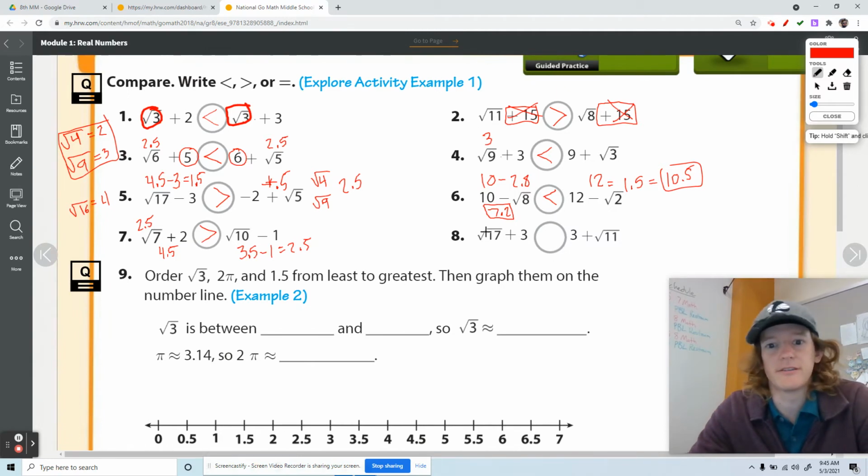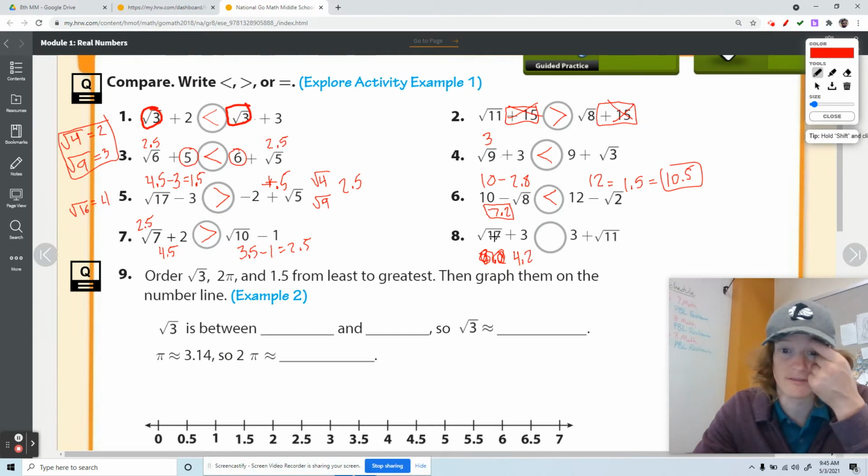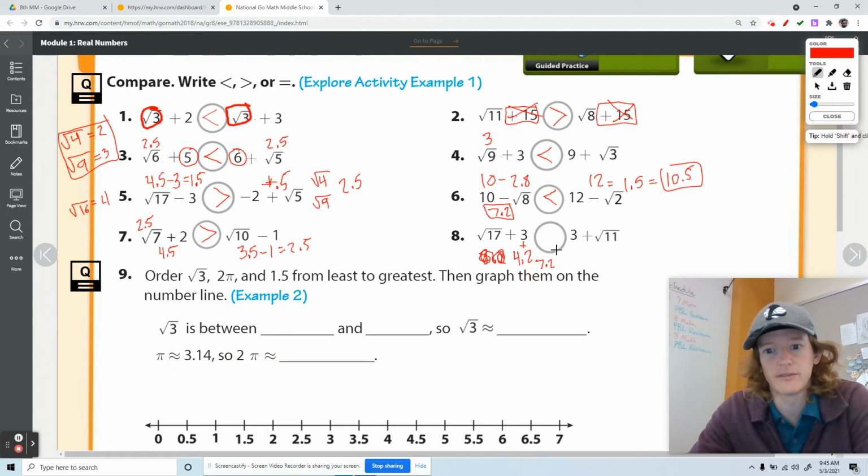And the last one here, number 8, square root of 17 plus 3. Well, square root of 17 is about 4.2, because square root of 16 is 4. So add a little bit more to it, go to square root of 17. So this total is about 7.2 on the left.